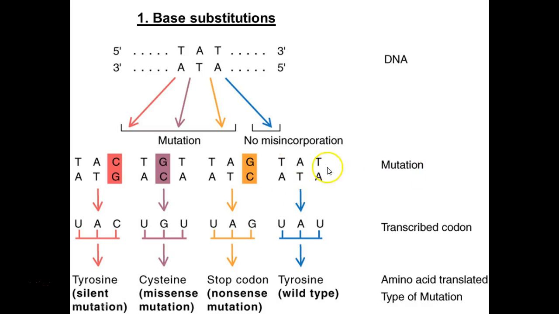This is the normal wild type DNA. This is the normal codon in the messenger RNA read by the ribosome. Over here, there was a mistake made in the third position. The codon changed, but notice the amino acid did not change. It's still tyrosine. So we call this a silent mutation, because a mutation means what?